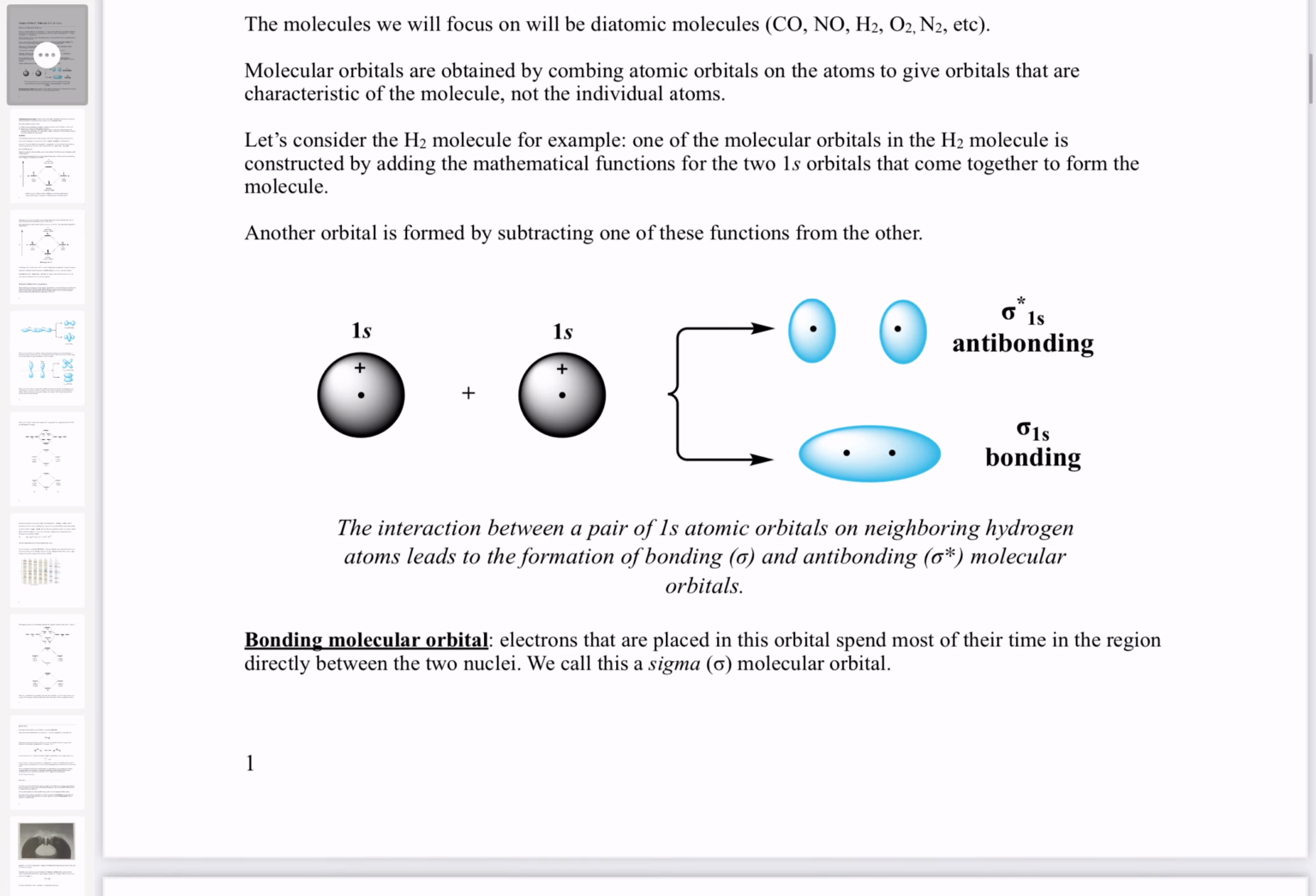So for a bonding molecular orbital, electrons placed in this orbital will spend most of their time between the neighboring atoms. So that's why it's called a bonding orbital. And you can see in the picture, it has an orbital that encompasses both of the nuclei. So that's called a bonding molecular orbital. Okay? So we call this a sigma molecular orbital because it's bonding.